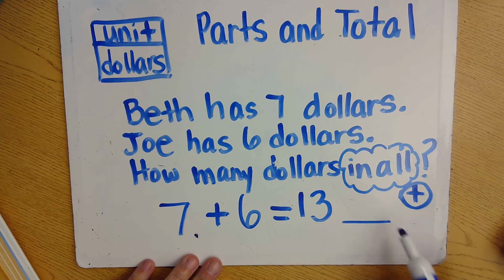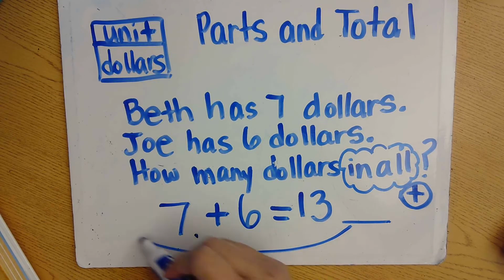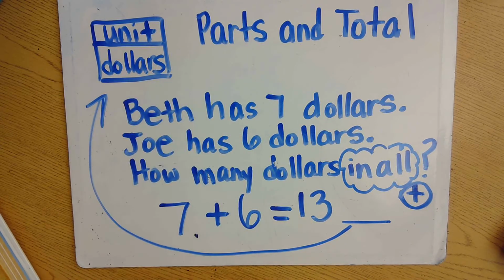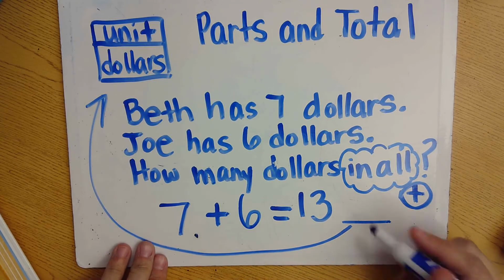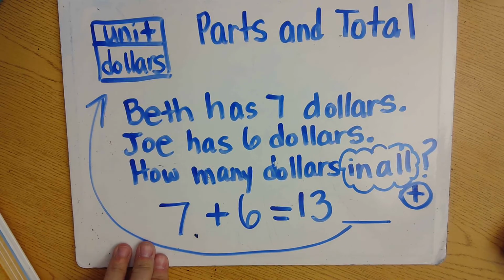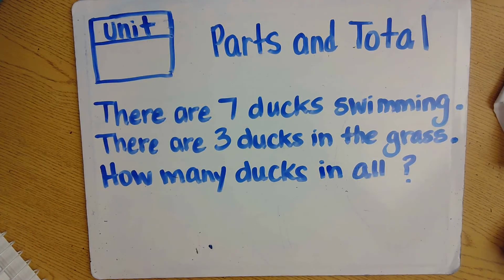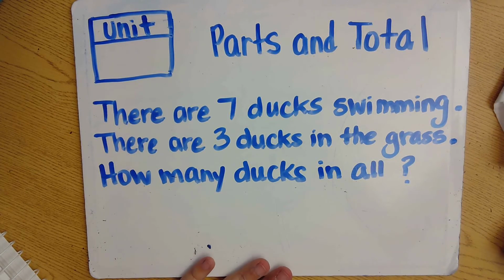So I don't need to write my label here because I've already written it in the unit box. If I did not have a unit box, I would write dollars here. Here is another example of a parts and total addition number story. I'm going to tell you the different parts, and then you are going to figure out the total.